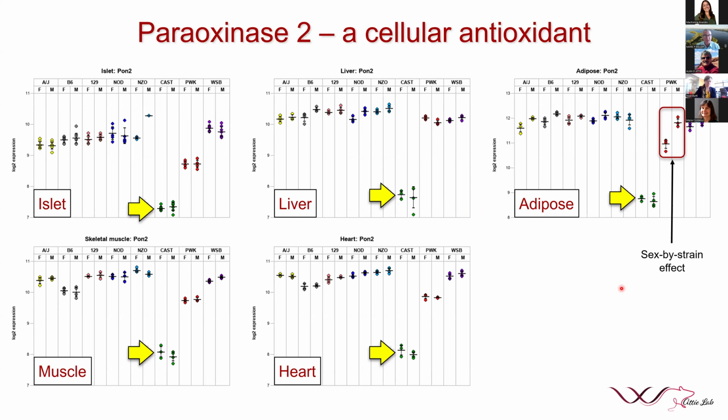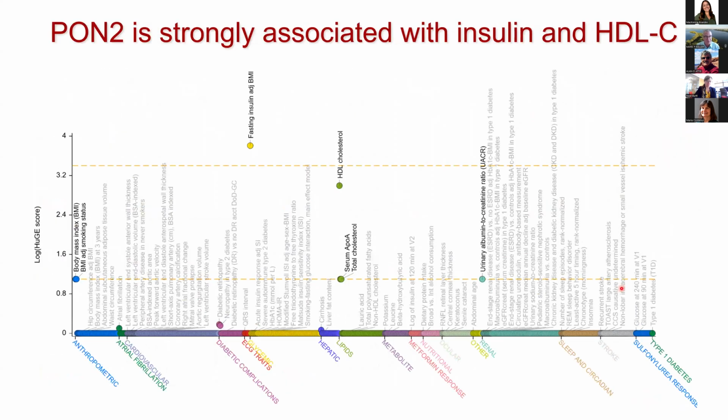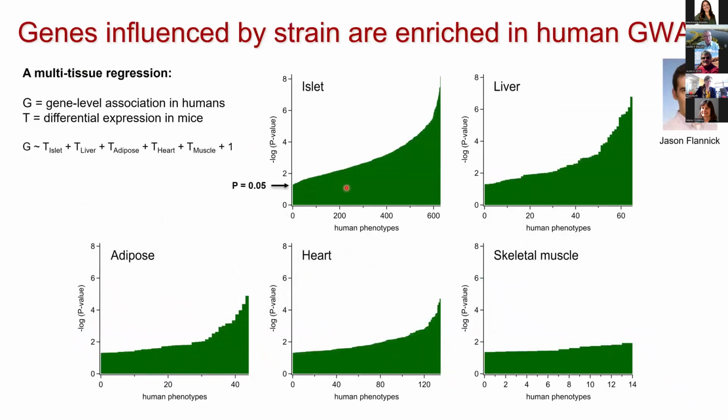So that's very interesting. And the reason I'm showing you this particular gene is when I go to human GWAS and use Jason's score for genetic evidence, it turns out that PON2 is strongly associated with fasting insulin and HDL cholesterol. And that's just one example.